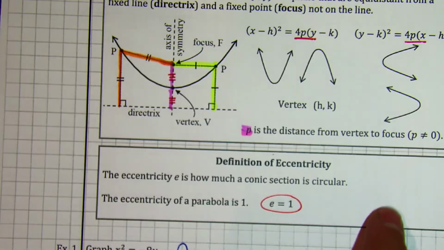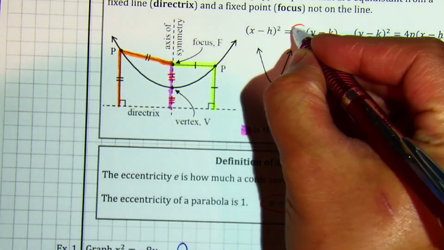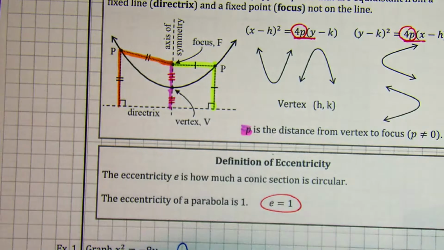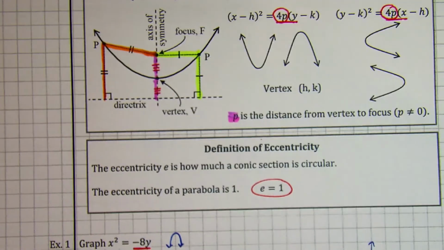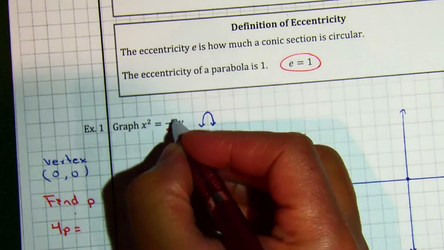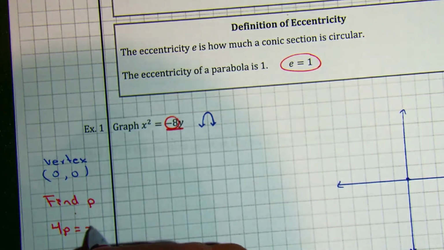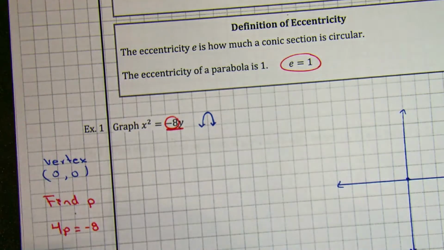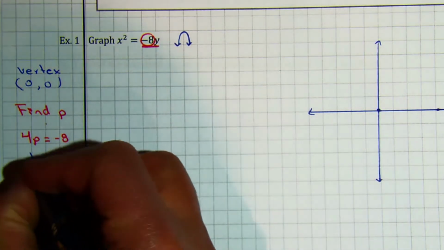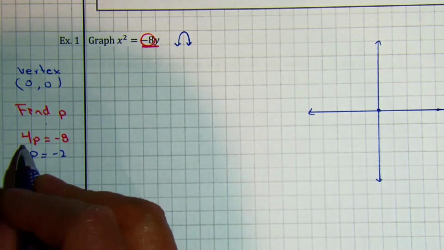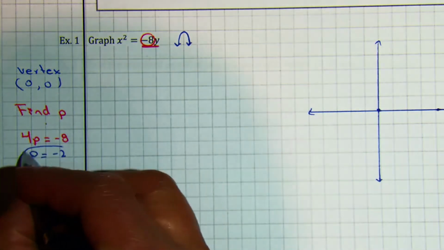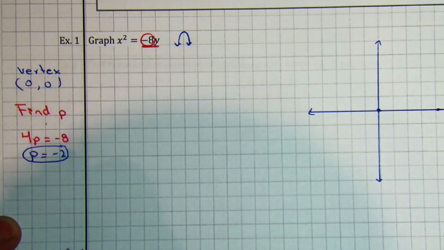Now, according to the equation, the value of p is going to be given by 4p equals this number here, whether it's facing up or down or left or right. So therefore, we're going to use 4p equals -8. Divided by 4 on both sides, and therefore we have p equals -2. So you're always going to use 4p equals whatever number that is. p is the distance from your vertex to your focus.